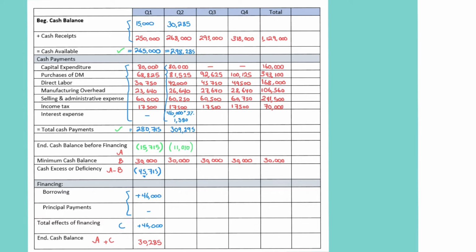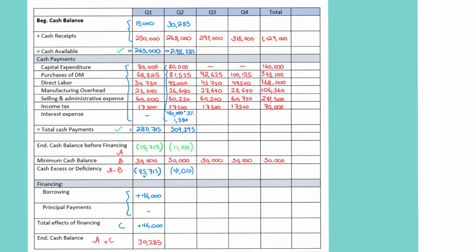Okay, and the minimum cash balance is 30,000, so I need to maintain 30,000 as ending balance. But I have negative 11,010, so I have cash deficiency. I'm below the 30 by the total, because you need to do A less B. Okay, so it's negative 11,010 minus 30, so it's negative in total, which is 41,010.